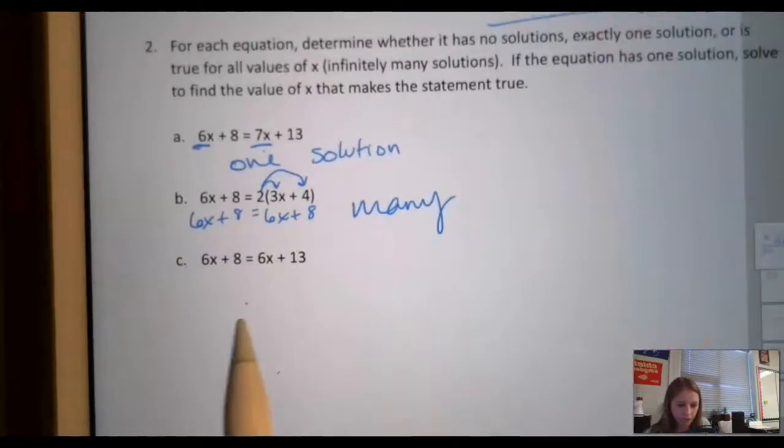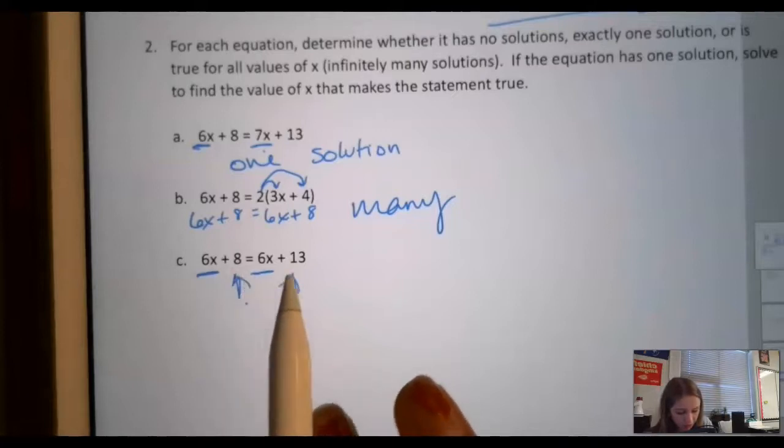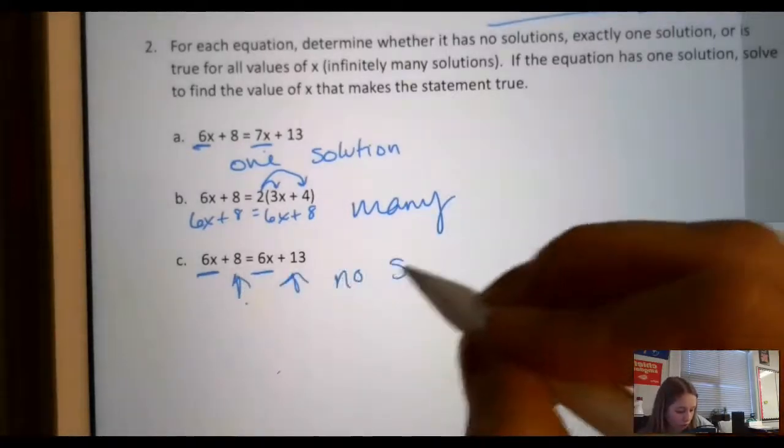Now this last one. Our coefficients are the same. Awesome. But our constants are different, therefore, this is no solution.